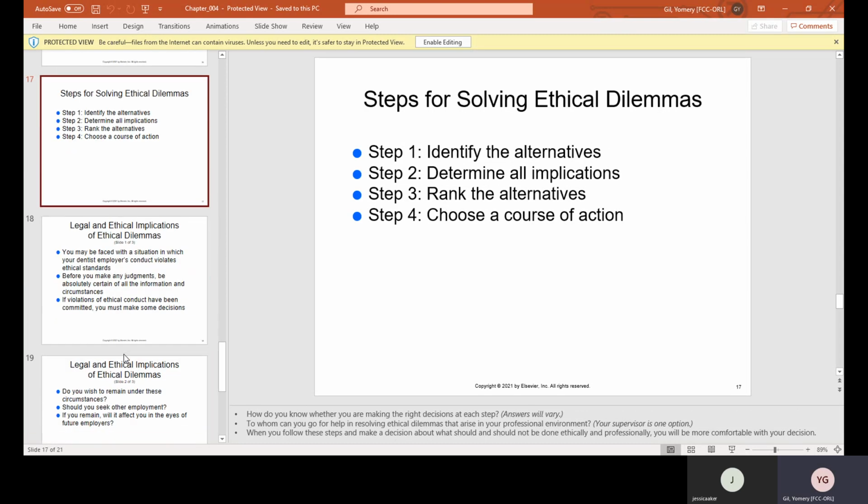Steps for solving ethical dilemmas. Step 1, identify the alternatives. Step 2, determine all implications. Step 3, rank the alternatives. Step 4, choose a course of action.